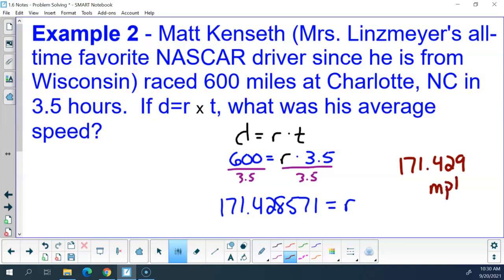Is it actually realistic to go that fast? For a race car, yeah. Is that like in circles? That's in NASCAR circles. All left turns. 170 miles per hour for 3.5 hours. That's actually what they do. This is non-stop.